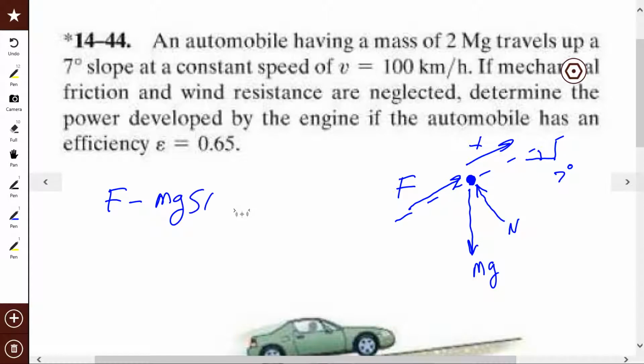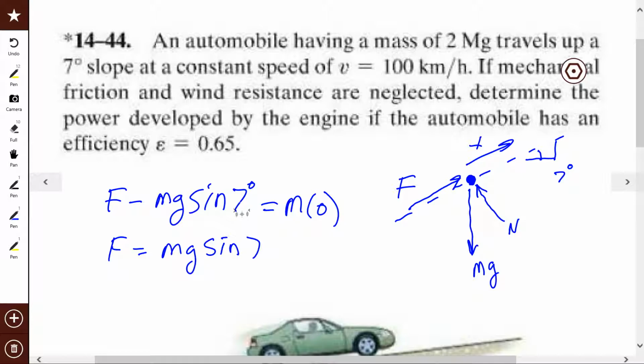You can also draw a triangle. F minus mg sine of 7 degrees equals mass times acceleration up the incline. How much is it? Zero. Okay, so you can find F. F equals mg sine of 7. So you got that number.